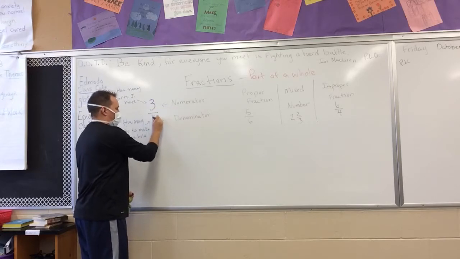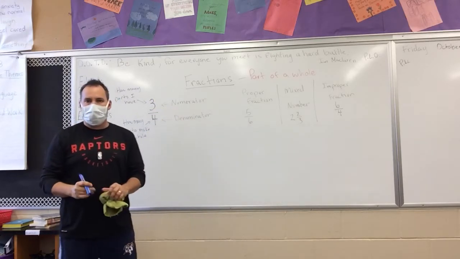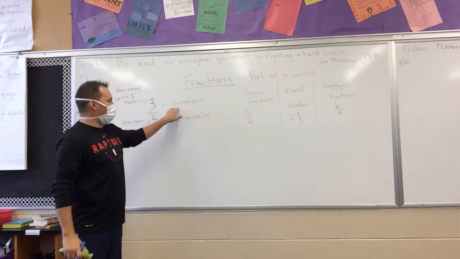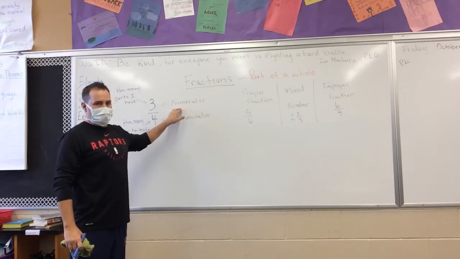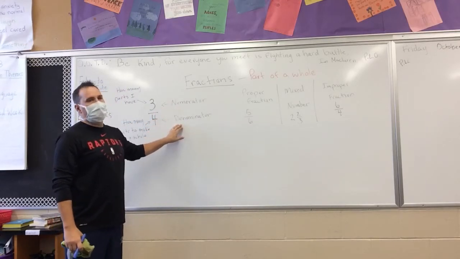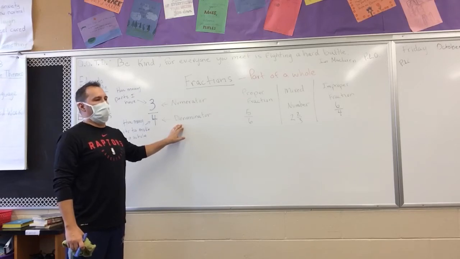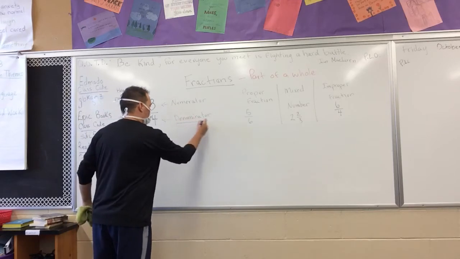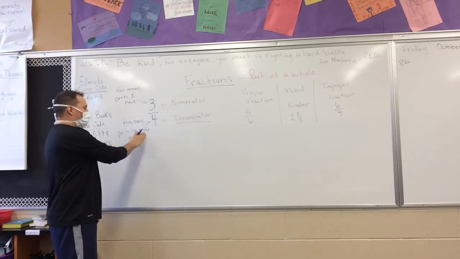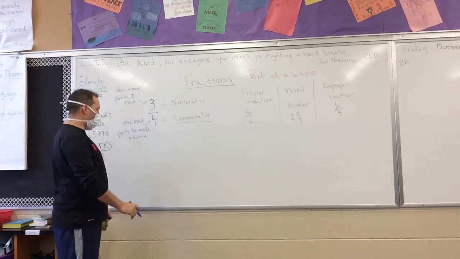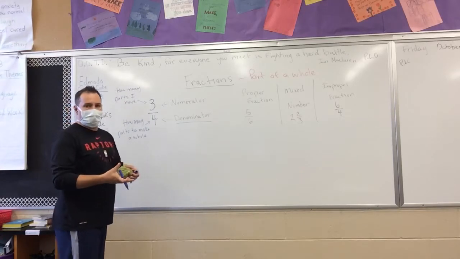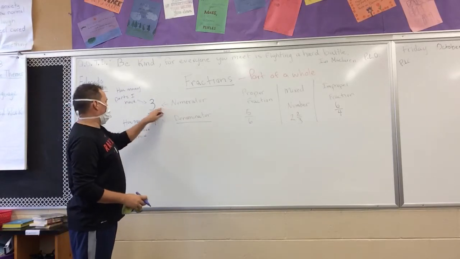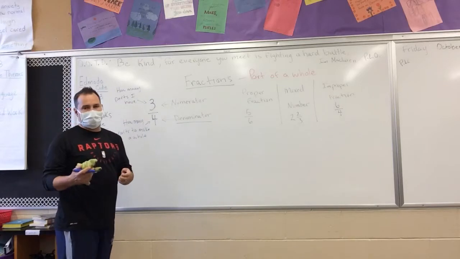3/4. We have special math language. The top number we call a numerator. The bottom number we call the denominator. The denominator is what we say how many parts it takes to make a whole. The numerator up top is how many parts you have of that.